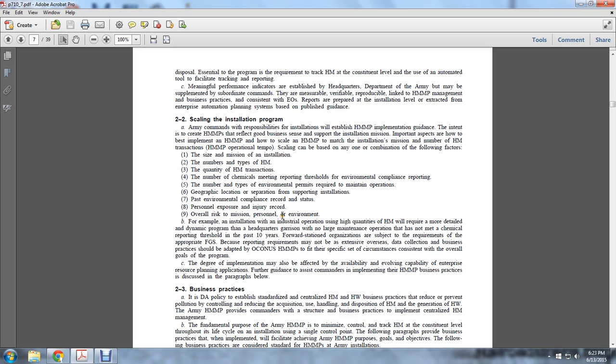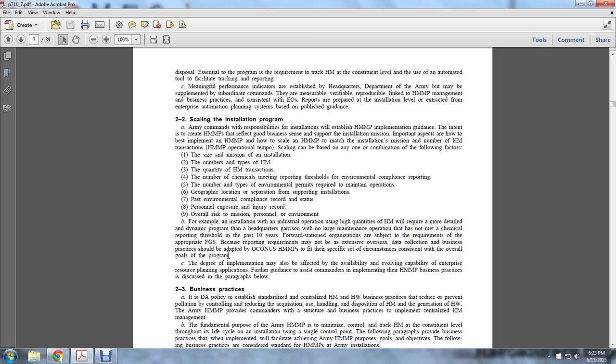For example, an installation with industrial operations using high quantities of hazardous waste will require a more detailed, dynamic program than a headquarters garrison or a small maintenance operation that has not met a chemical reporting threshold in the past 10 years. Forward station organizations are subject to the requirements of the appropriate host government standards, because the reporting requirements may not be as extensive overseas. Data collection business practices should be adopted by OCONUS hazardous material management programs to fit their specific sets of circumstances, consistent with the overall goals of the program.